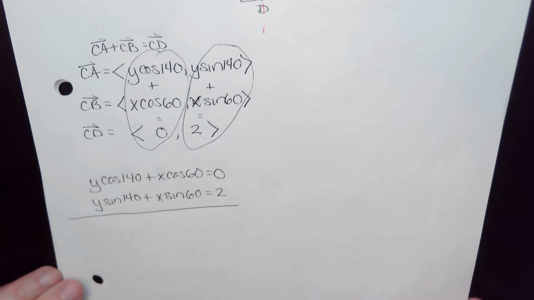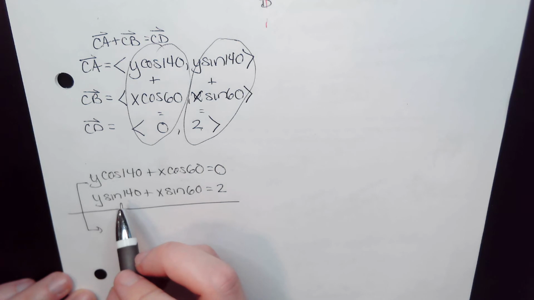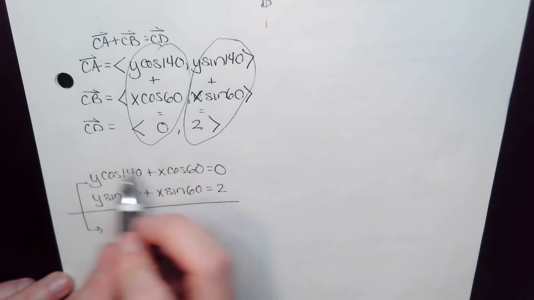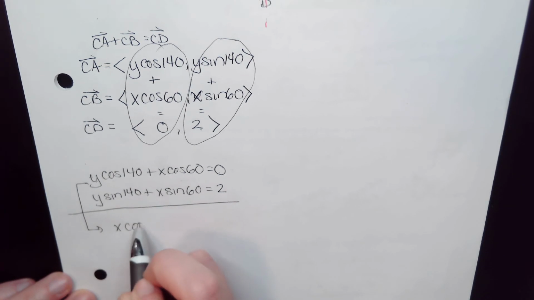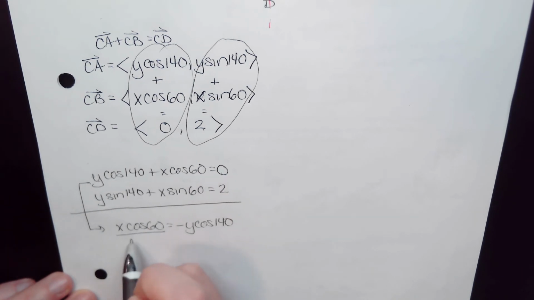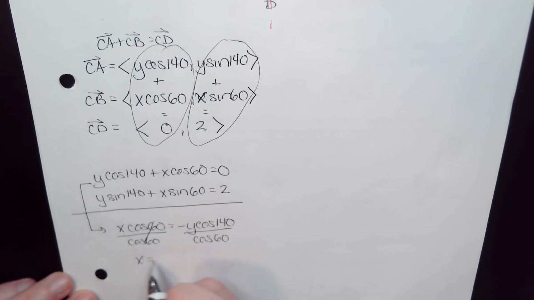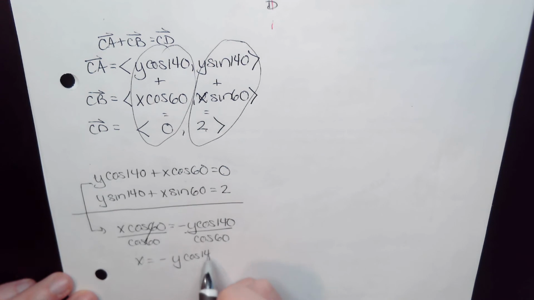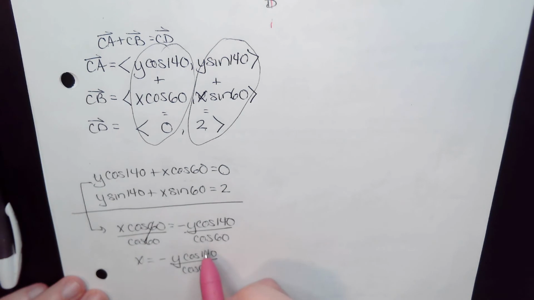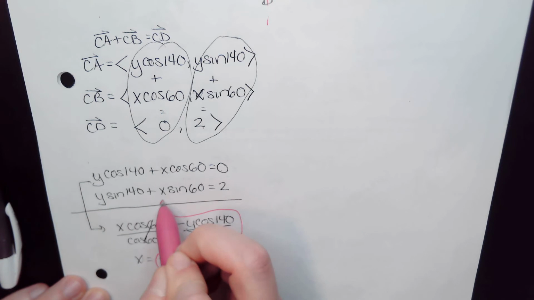All right, so I'll go kind of quickly through it, but again, you want to take this one and solve for x or y. It doesn't really matter. I'm going to solve for x just to be consistent with what we did before. So I'm going to subtract the y cosine 140 over. So y cosine 60 equals negative y cosine 140. Divide both sides by cosine of 60. And I have negative y cosine 140 over cosine 60. So now everywhere I see an x in my other equation, I'm going to replace it with that.